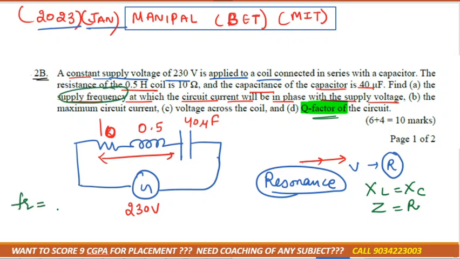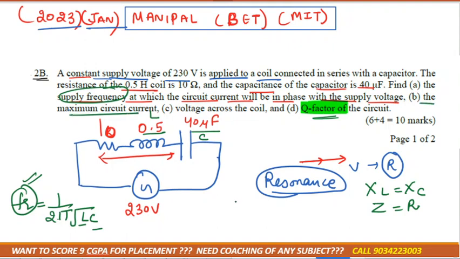Supply frequency is resonant frequency, that is 1 by 2 pi root LC. L we know, C we know, 2 pi we know. Can we get resonant frequency? That is the supply frequency. L is 0.5 Henry, C is 40 microfarad.